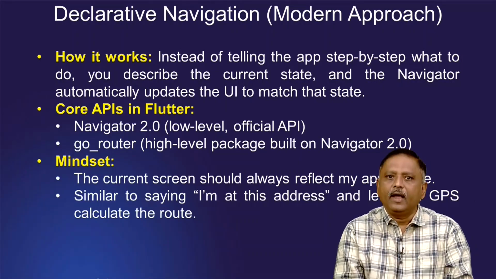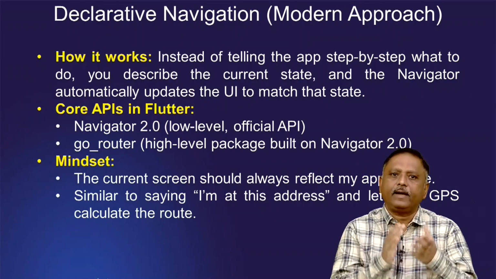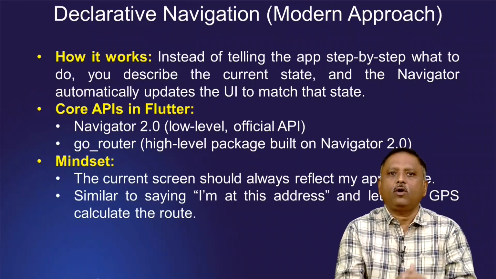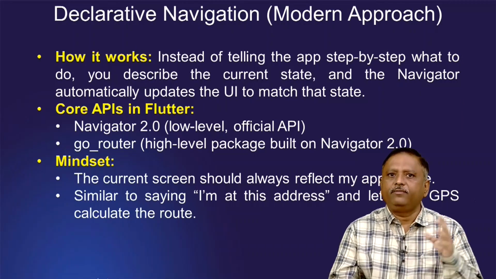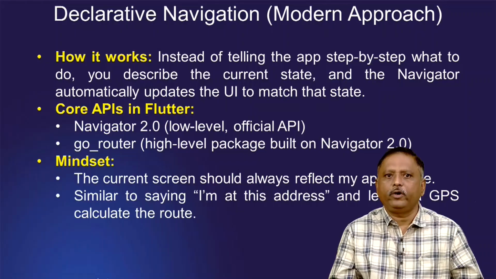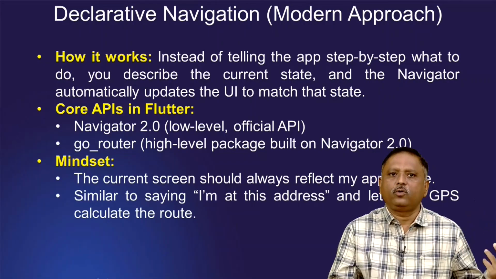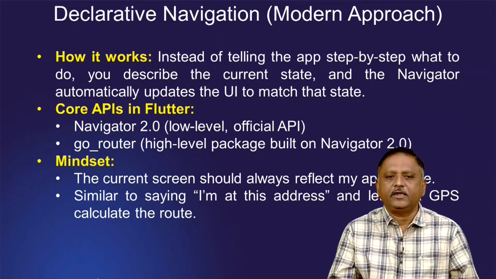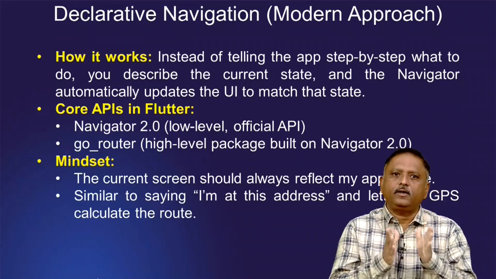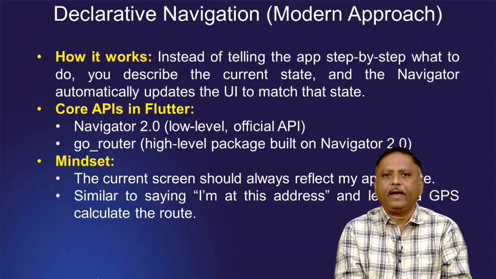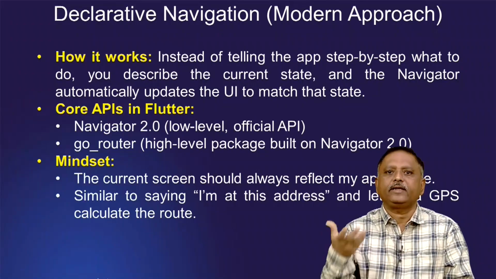Now how does it work? Instead of telling the app step by step what to do, you describe the current state and the navigator automatically updates the user interface to match that state. There are core APIs in Flutter like Navigator 2.0, which is the low level official API, and there is the go_router package, which is a high level package built on Navigator 2.0. Now here our mindset is that the current screen should always reflect my app's state, similar to saying I am at this address and letting a GPS calculate the route.